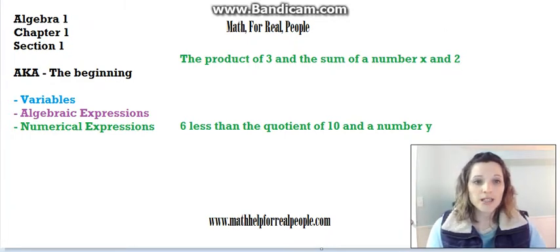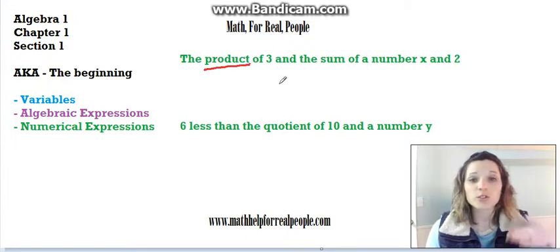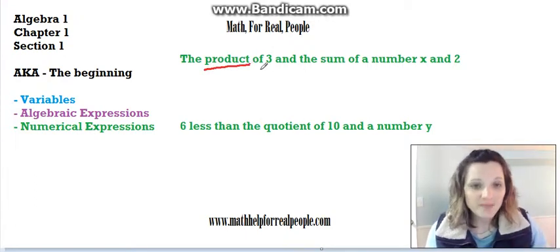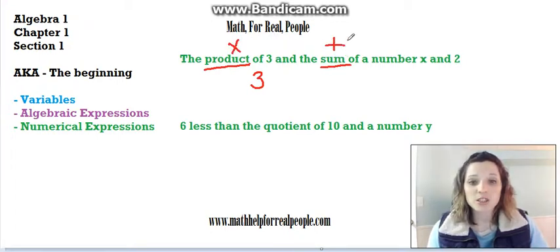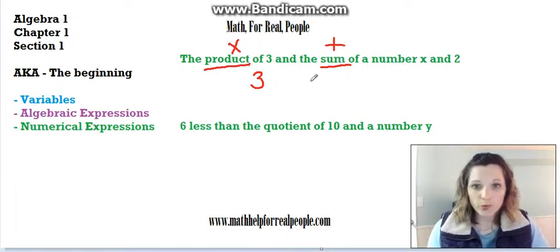So the product, you have to know what product means, and that means you're going to multiply. The product of 3, so 3 is going to multiply by something, and the sum, so that means add. So remember, product is multiplication, sum is addition. Of a number x and 2. Well, they're saying that you're going to add these two things together and then multiply it.